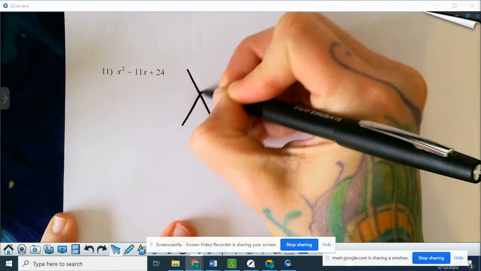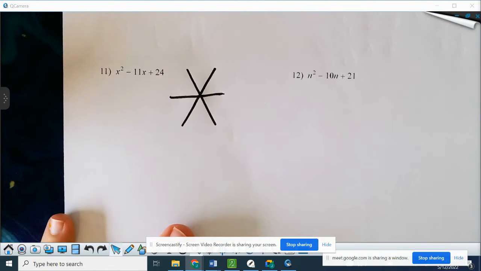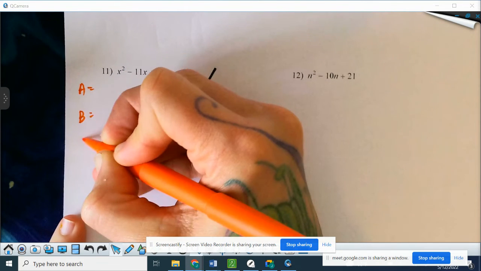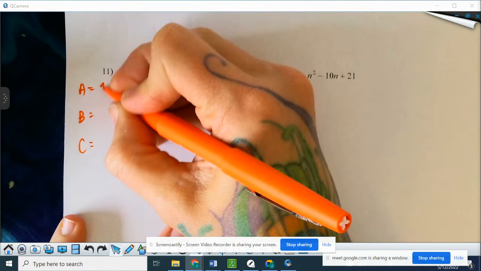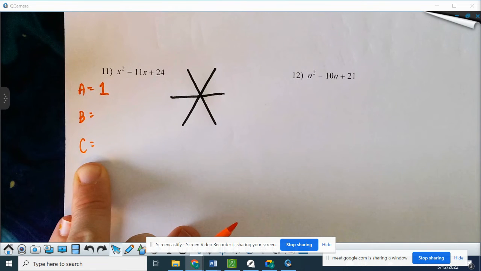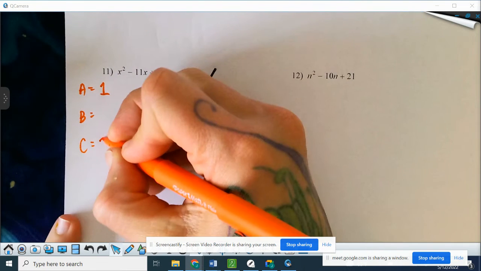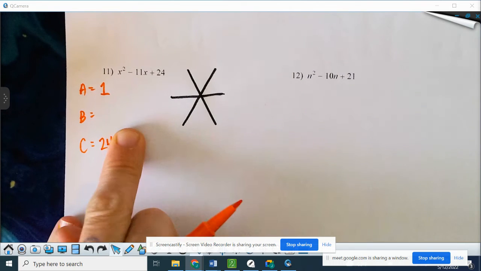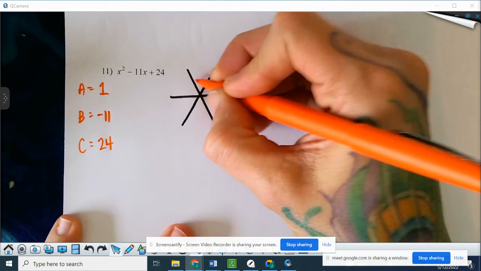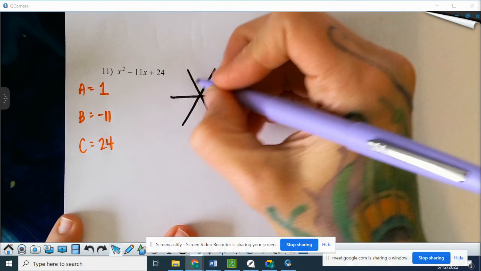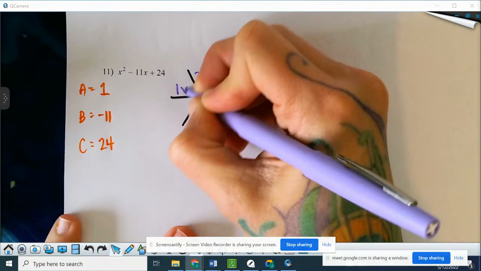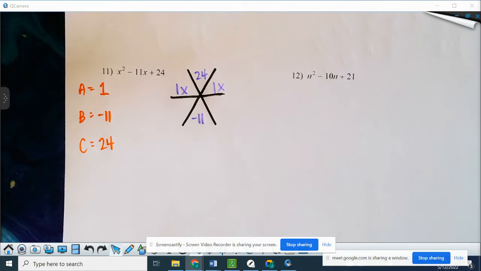All right, so A times C goes to the top. What's our A value for number 11? 1. Yep. What's my C value? Haha, tricked you. What's C value? Yep, 24. What's our B value? Yes, negative 11. So it's A times C at the top, so 1 times 24. B values at the bottom, so negative 11, and then 1 times x, 1 times x. So A times x, right?